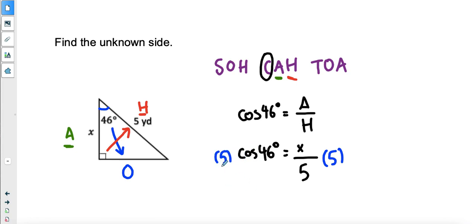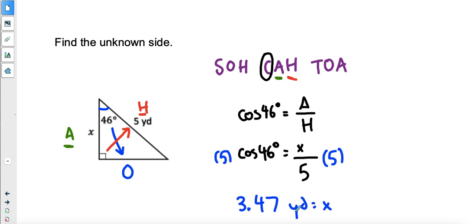Okay, and if I multiply by 5, I'm going to do this just in my calculator. 5 times cosine of 46. And if you do 5 times cosine 46 in your calculator, you get 3.47, approximately. And the units here are in yards. So my missing side, x here, is equal to 3.47 yards.